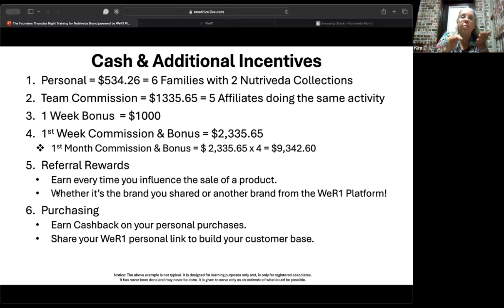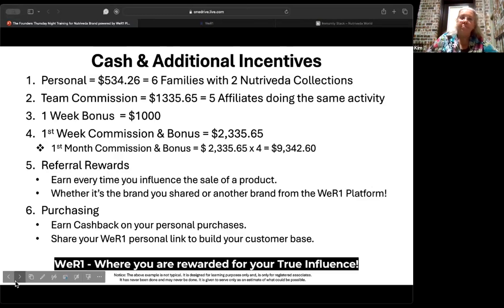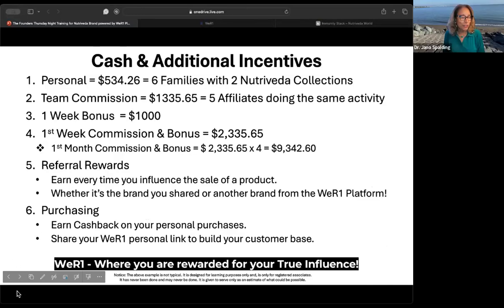But on the We Are One platform, when somebody comes in and says, "Oh, I love the Nutraveda collection, but gosh, I want some of the dryer balls, or I want some of the copper products that they've got," now you're getting paid on these other product lines and other companies as well. We Are One, where you are rewarded for your true influence.